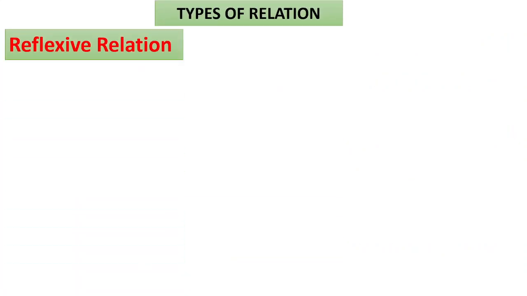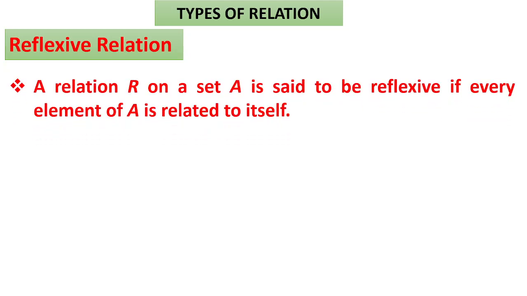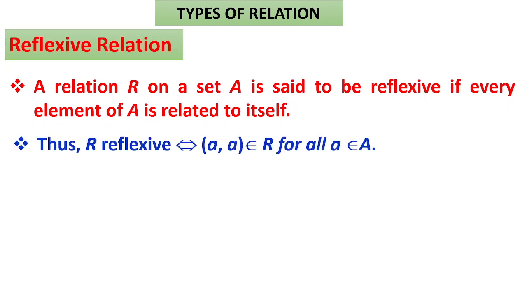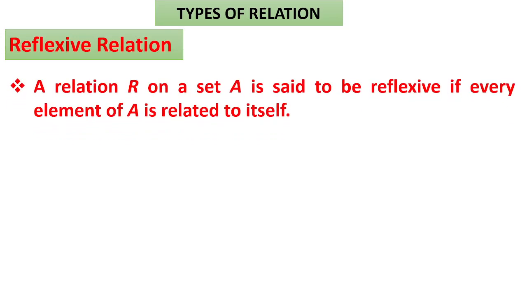Well, now in class 12 we are going to see types of relations. In class 11 we have seen what is meant by a relation, and some examples, and you know what the domain is, what the range is, and so on. In class 12 we are going to learn about types of relations. Let us see what a reflexive relation is. A relation R on a set A is said to be reflexive if every element of A is related to itself. The relation is reflected, therefore it is called a reflexive relation.